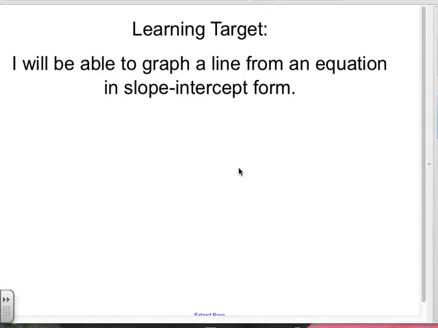Okay, well, we are going to continue to work with linear equations, and your learning target today is that you will be able to graph a line from an equation that has been written in slope-intercept form. If you recall, I've told you there are three different ways that linear equations can be written, and this is my favorite way.